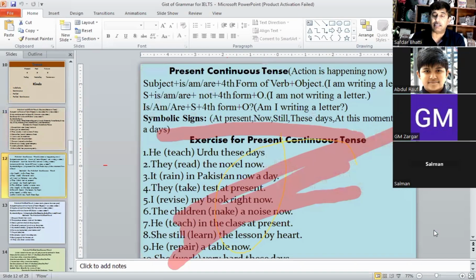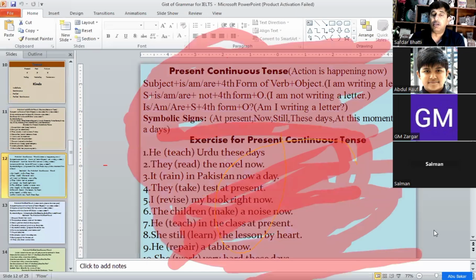And that is the exercise which I have given you. And next one is the present continuous tense. It tells us how the action is happening now, and its structure is subject plus is, am, are plus fourth form of the verb. I'm writing a letter, he is writing a letter. For the negative, we have to put the not in the sentence. I'm not writing a letter, he is not writing a letter.